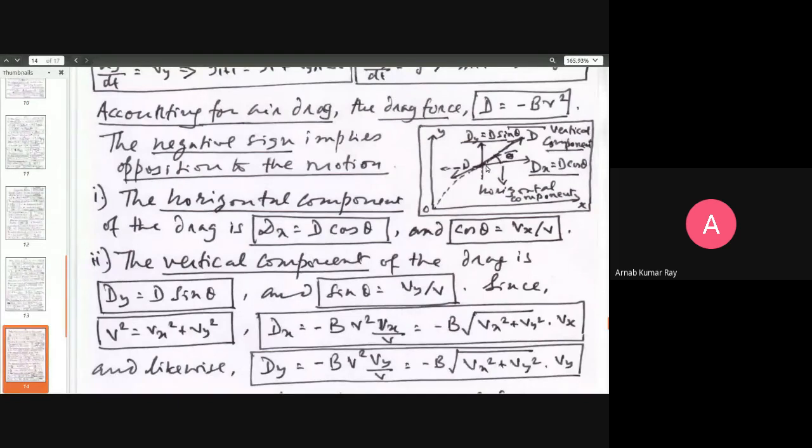Let us say at some arbitrary point, the path of the projectile is given by this tangential vector, and it is making an angle theta with the horizontal axis and 90 degrees minus theta, of course, with the vertical axis. So the drag force is directed along this backward arrow. This forward arrow is the motion of the projectile, and this backward arrow is the resistance due to air drag.